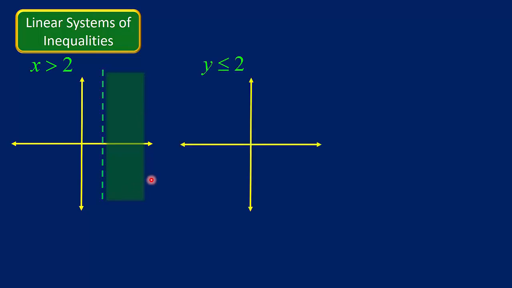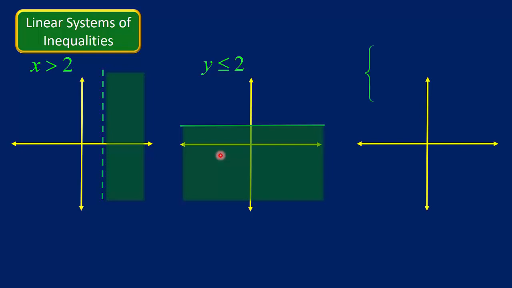Now let's do this for y. Let's say y is less than or equal to 2. So now we're wanting all the ordered pairs where the y-coordinate is less than or equal to 2. Now, less than or equal to means I'm going to have a solid line. And the choice is, do I shade above or below? Well, obviously below, since I'm wanting the y's to be less than 2. So there I go. I shade it below.